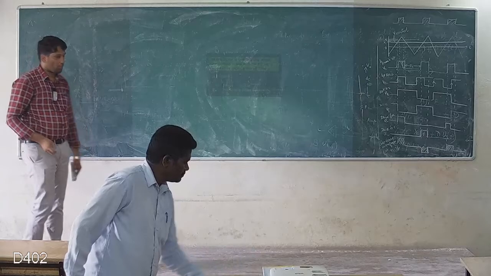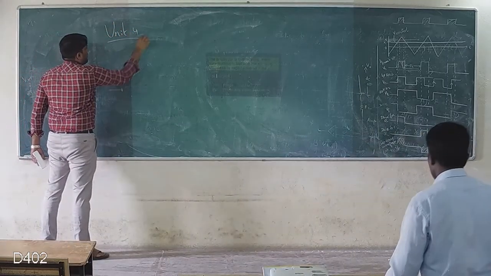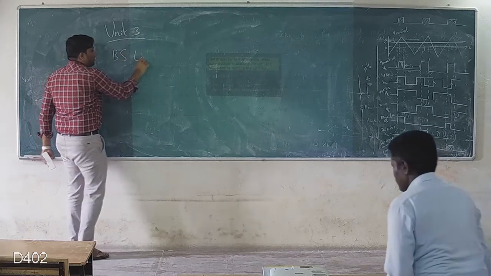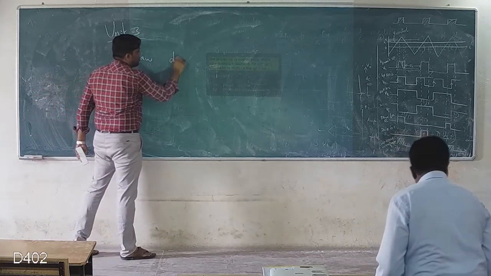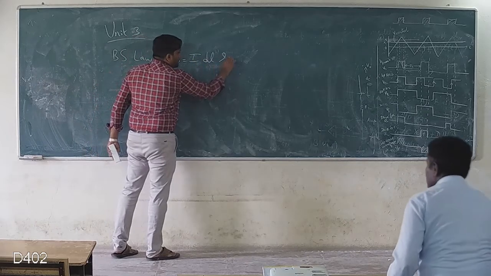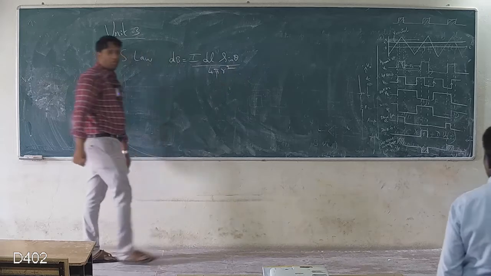So we have started unit number 4 with Biot-Savart law. That is the first thing. Unit number 3 is Biot-Savart law. So the important formula is dB is equal to I dL sin theta divided by 4 pi r square. This is the first formula we have used.